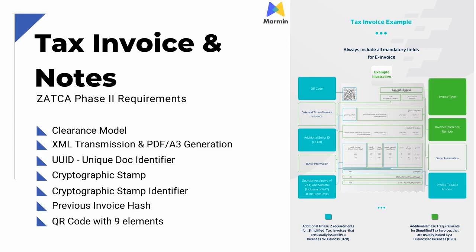Tax invoice is a standard tax invoice, which is actually B2B, business to business. And phase 2 requirement includes that this will be a clearance model. When it is said that it's a clearance model, it means that every invoice created by the business will first be cleared by the tax authority and then issued to the customer. When this happens, the clearance comes from the integration.